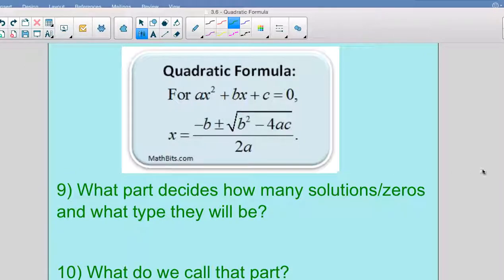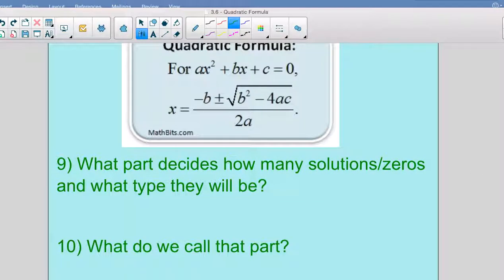All right, last two. So pause the video and answer these two. Okay, what part decides how many solutions and zeros and what type they will be? So if we've kind of answered all these questions, we've found that we can get one answer if b squared minus 4ac is 0. We would get two imaginary answers if it's a negative number. And then, of course, you'd get two real answers if this was positive, right? Negative b plus 2, negative b minus 2, those are all real numbers, and it would be two different numbers. So this b squared minus 4ac is the part that's determining how many solutions you're going to have, either one or two, and what type they will be.